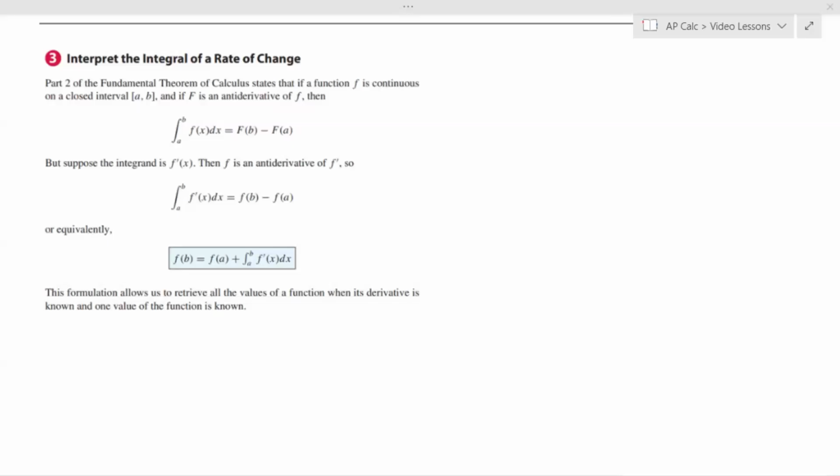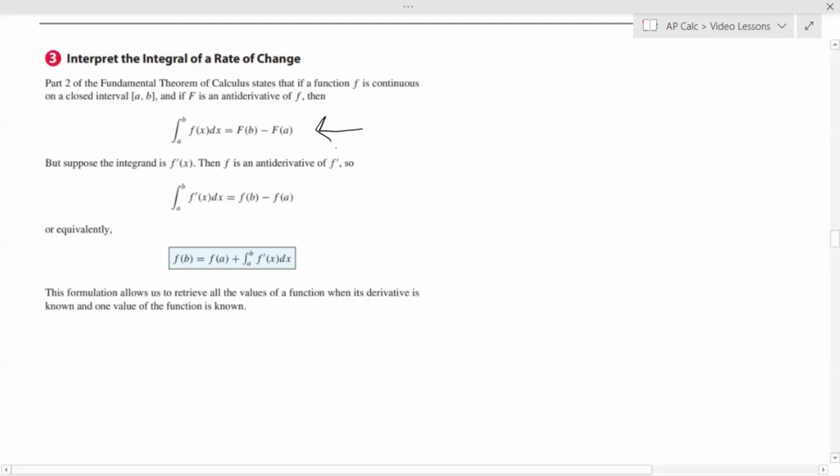All right, guys, here we're in the third installment of this section, and we're going to talk about interpreting the integral as a rate of change. So part two of the fundamental theorem of calculus states that if a function is continuous on a closed interval and capital F is an antiderivative, then the value of the definite integral is just evaluating the antiderivative at the upper and lower limits and subtracting. But suppose the integrand is a derivative itself, like the function you're using in there is f prime, then the integral of f prime is just f of b minus f of a.